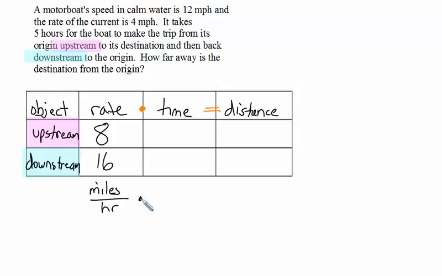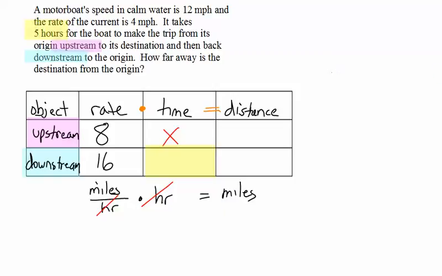Now we're going to express the time in hours so that when we factor, label, and cancel, our distance will be expressed in miles. But there's a problem. We don't know what the time going upstream is. So let's call it X hours. Now this entry is going to be the key to this problem.